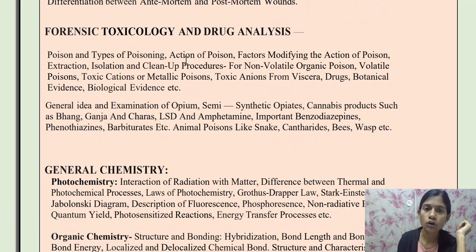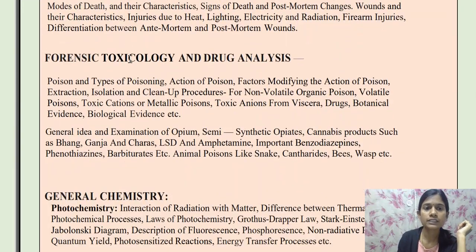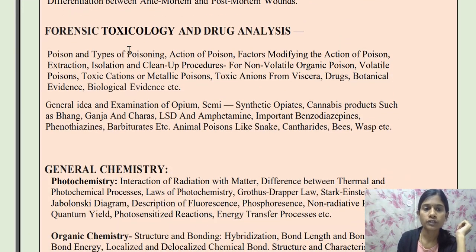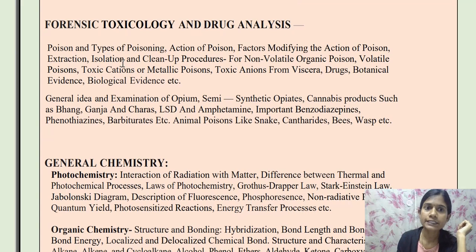Next, forensic toxicology and drug analysis. So after forensic medicine comes forensic toxicology and also drug analysis. Next, here, poison and types of poisoning.